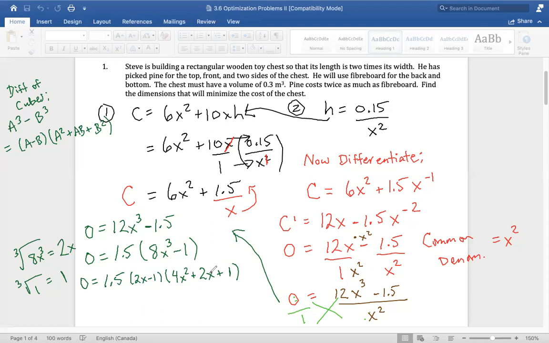If I were to set 4x squared plus 2x plus 1 equal to 0 and solve for x, there is nothing, right, that multiplies to 4 and adds to 2. That's not going to work because it's all adding there.